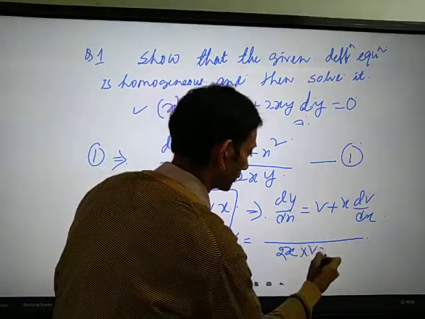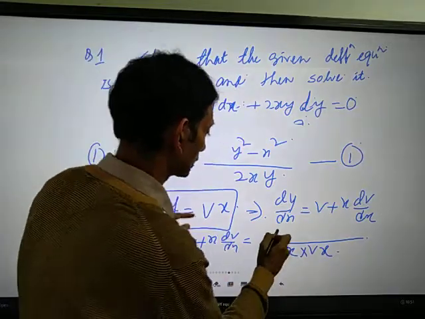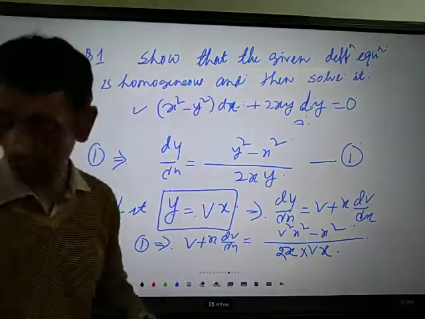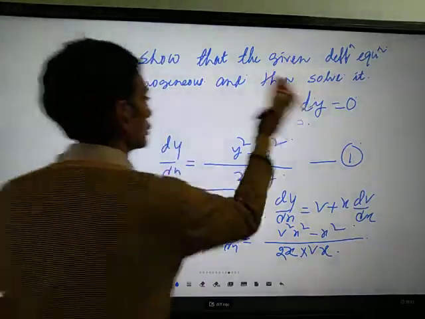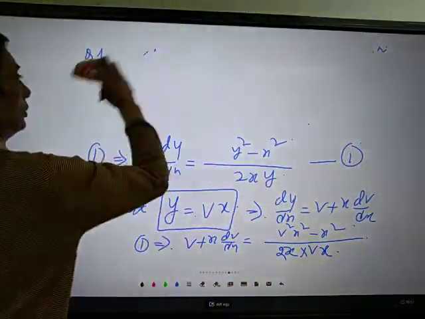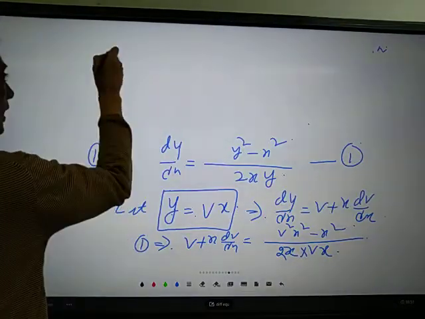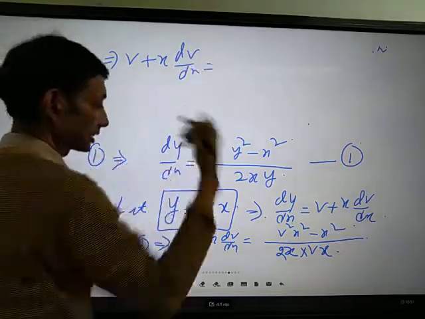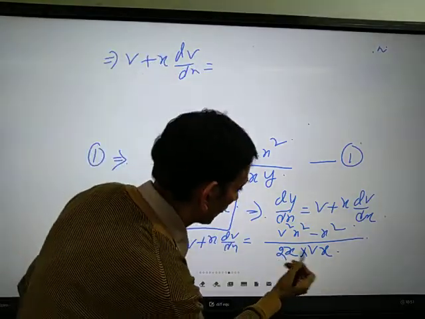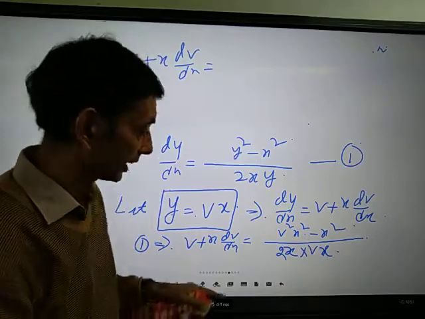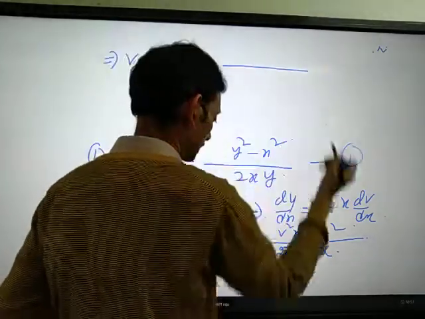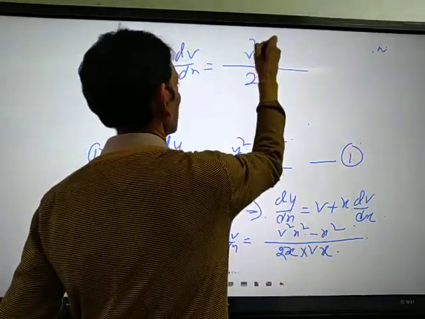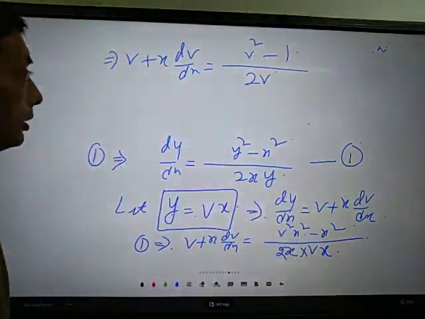y equals vx, then y square is v square x square minus x square. We are now going to simplify this. So v plus x dv by dx equals the right hand side. Here in the denominator x square is there, and in the numerator you can take x square common, so x square will get cancelled out. So we will get 2v over v square minus 1.